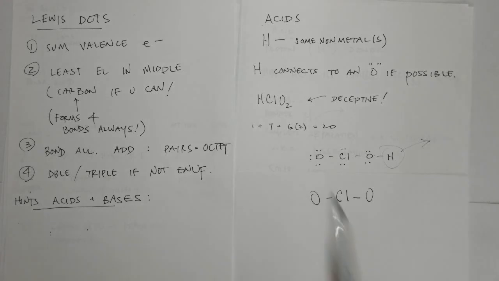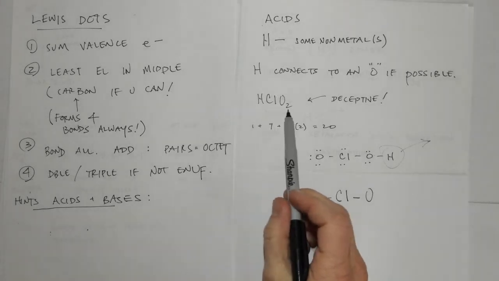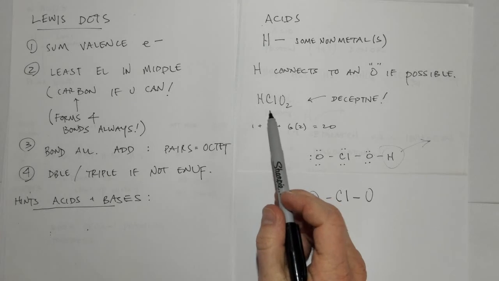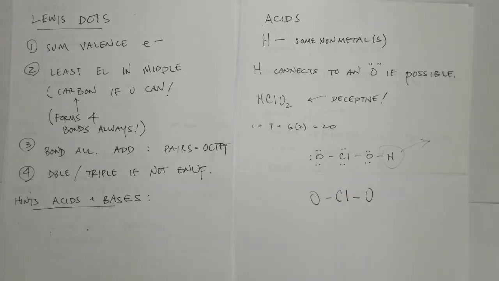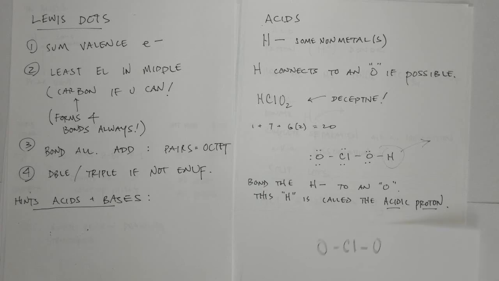So if you see an acid, HClO2, HClO3, HClO4, HClO, the acidic hydrogen is always going to be connected to an oxygen. Bond this H to an O. This H is called the acidic proton.